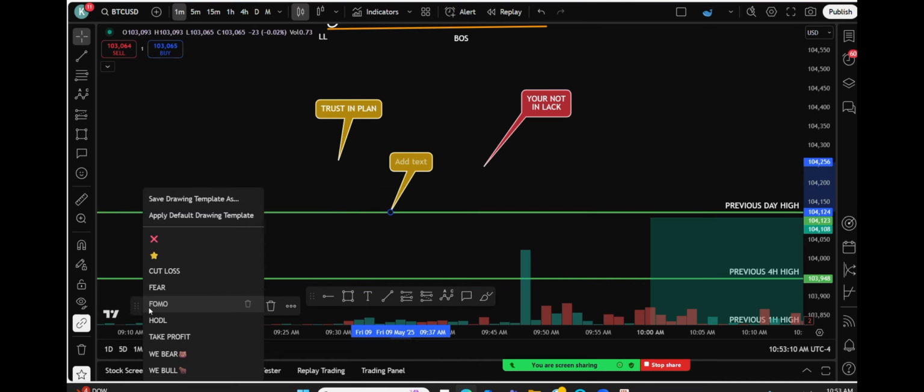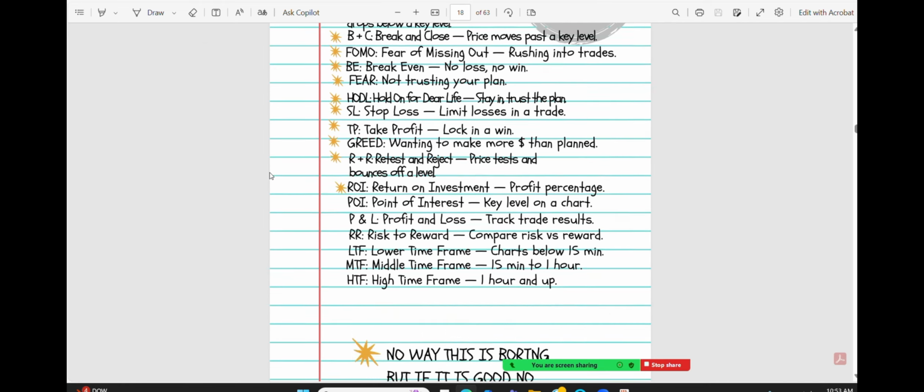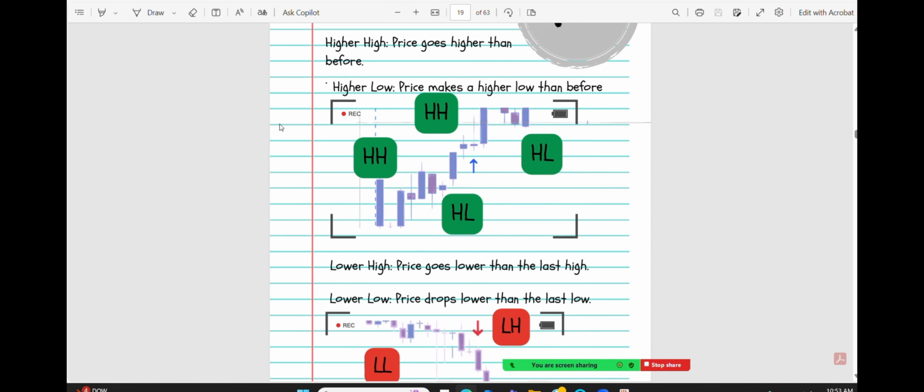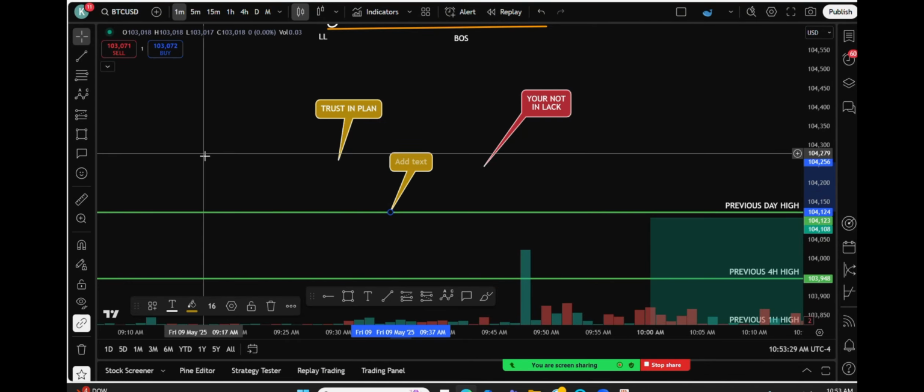I mean, shoot, you could keep it in there. It's kind of the same. Whichever one y'all want to go with. I'm going to delete HODL. I'm just going to keep fear, just because at least some made it better. That's it. That's how you set up the chart.